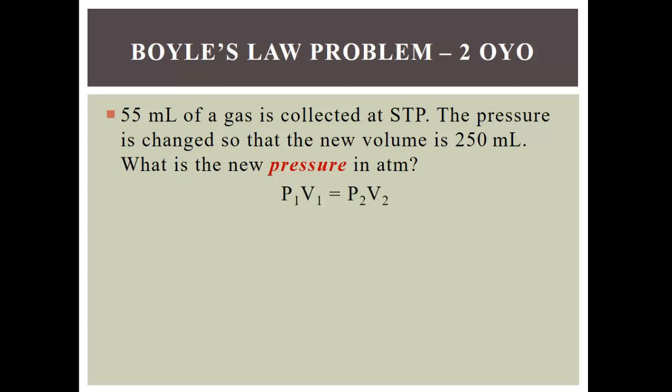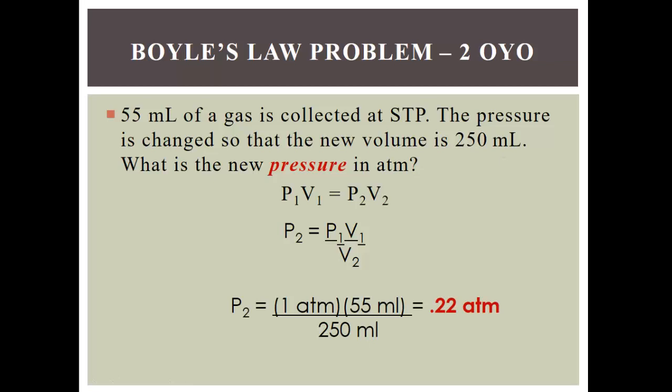Here's our equation once again: P1 V1 equals P2 V2. We're solving for P2, so let's rearrange that. Now it's just a matter of plugging and chugging. We have 55 milliliters at STP. STP is 1 atmosphere, or 101 point something kilopascals, but since we want atmospheres, we're just going to use 1 atmosphere. Plugging and chugging, we end up with 0.22 atmospheres. Hopefully you got this. Let's do one more real quick.